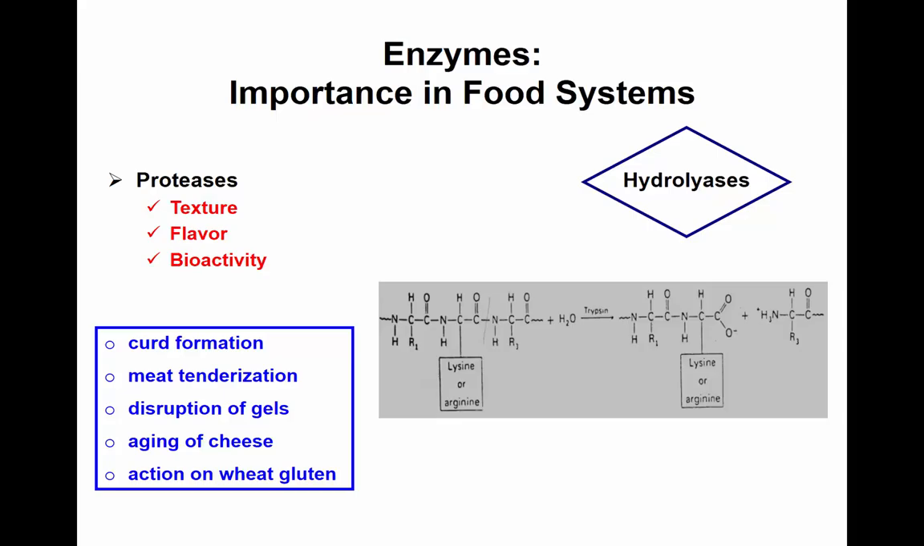Disruption of gels, the example that we discussed, pineapple and forming a jelly, a jello. You don't want to use raw pineapple because of bromelain presence, because it will break down the proteins into small peptides and the gel won't form. Aging of cheese, this is for development of flavor. So you have bacterial proteases during the aging of cheese that will break down some proteins and release unique peptides for unique flavor. And sometimes you use proteases to act on wheat gluten and make it less strong.